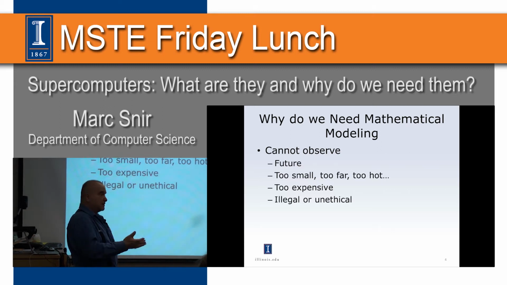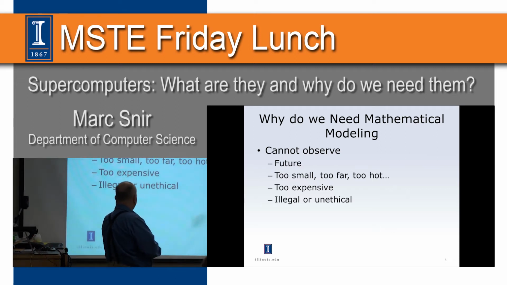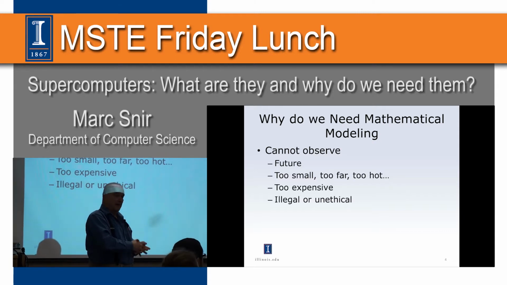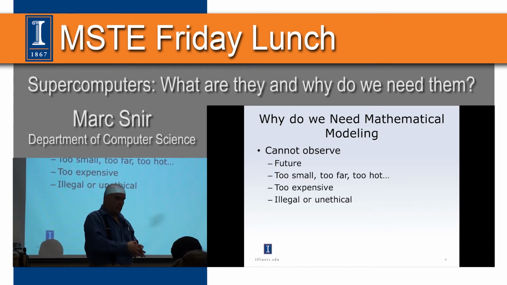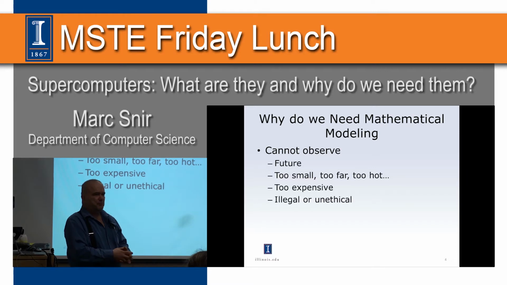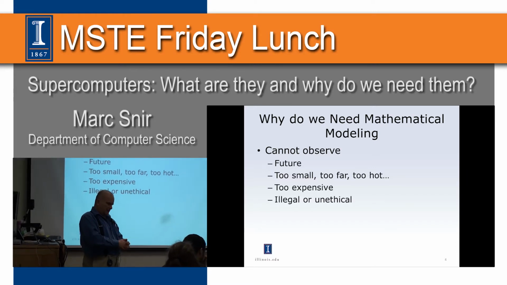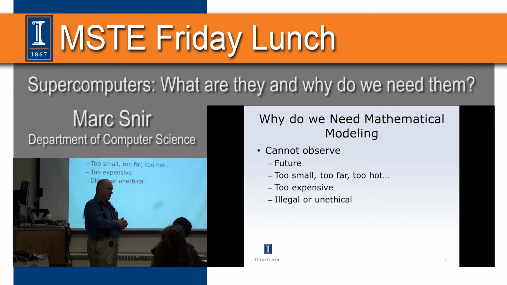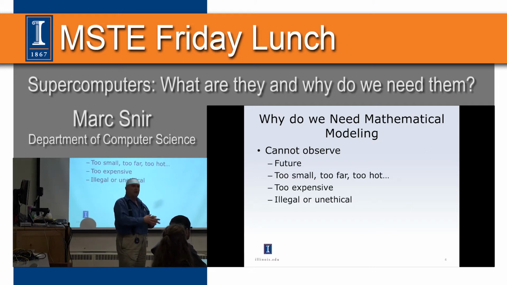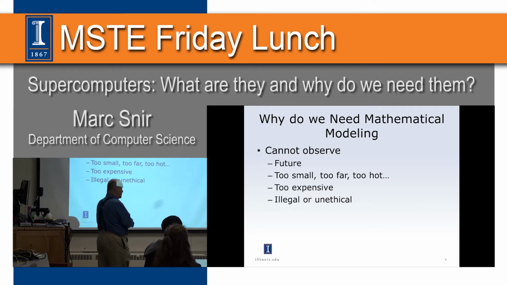It can be too small, like understanding biomolecular behavior. It can be too far, like astrophysics, understanding what's happening with supernovas, or too hot, understanding how combustion works, or things which are hard to observe. Too expensive, and that's where supercomputers are used in engineering. You can design an airplane by putting models in a wind tunnel, but wind tunnels are expensive. So if you can do it via simulation rather than putting a model in a wind tunnel, then you save money and you do it faster, which is also very important.